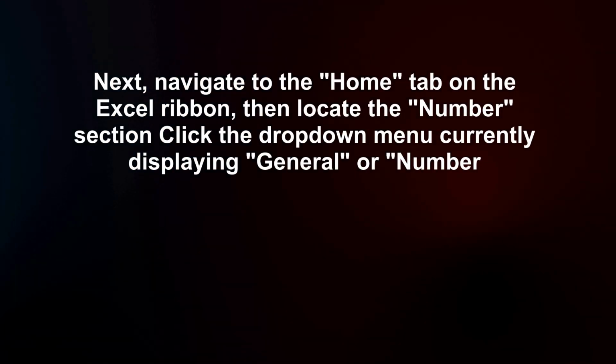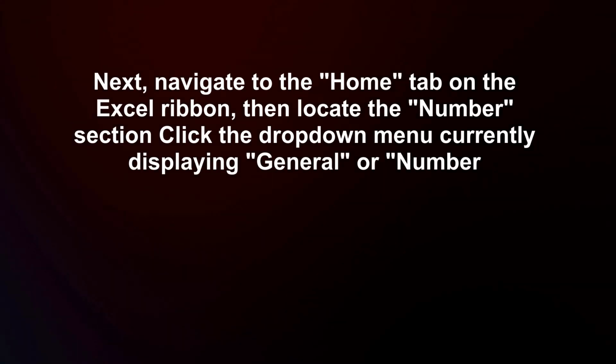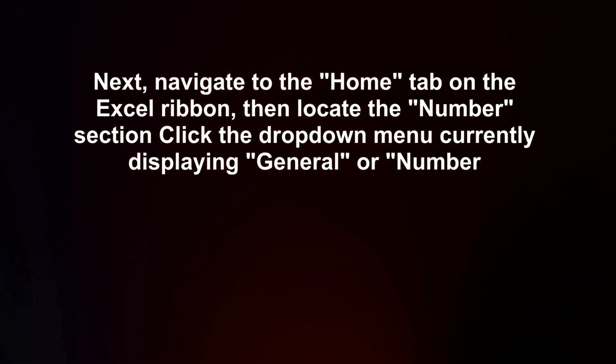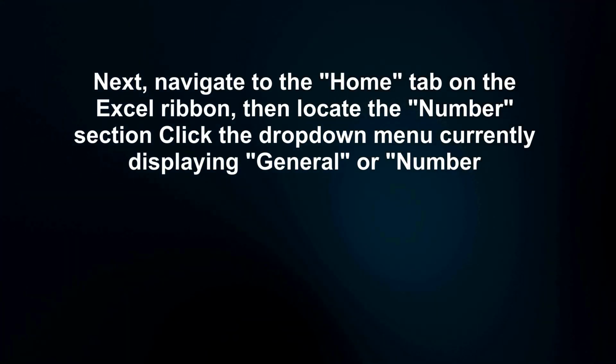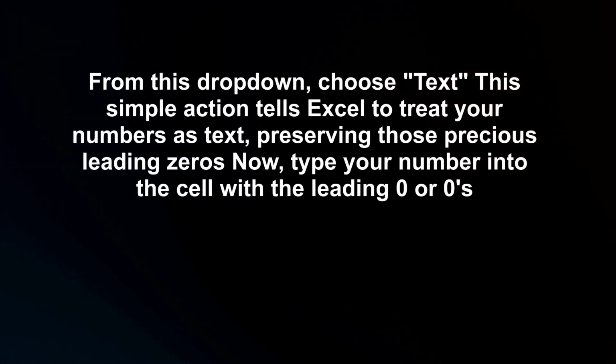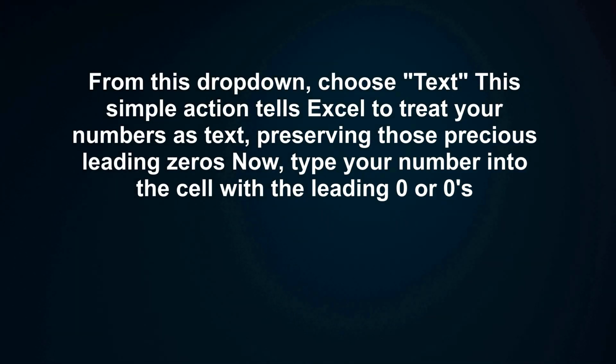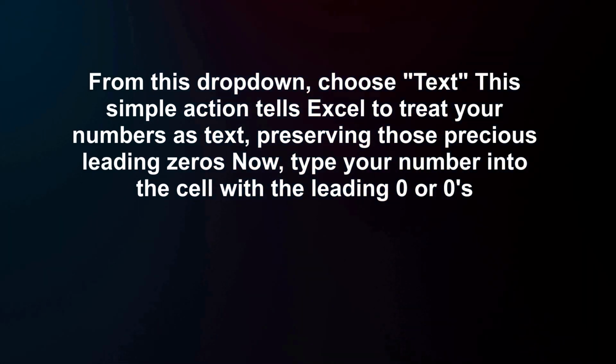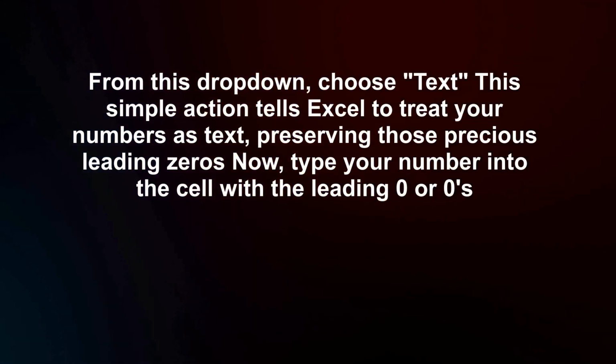Next, navigate to the Home tab on the Excel ribbon, then locate the Number section. Click the drop-down menu currently displaying General or Number. From this drop-down, choose Text. This simple action tells Excel to treat your numbers as text, preserving those precious leading zeros. Now, type your number into the cell with the leading zero or zeros.